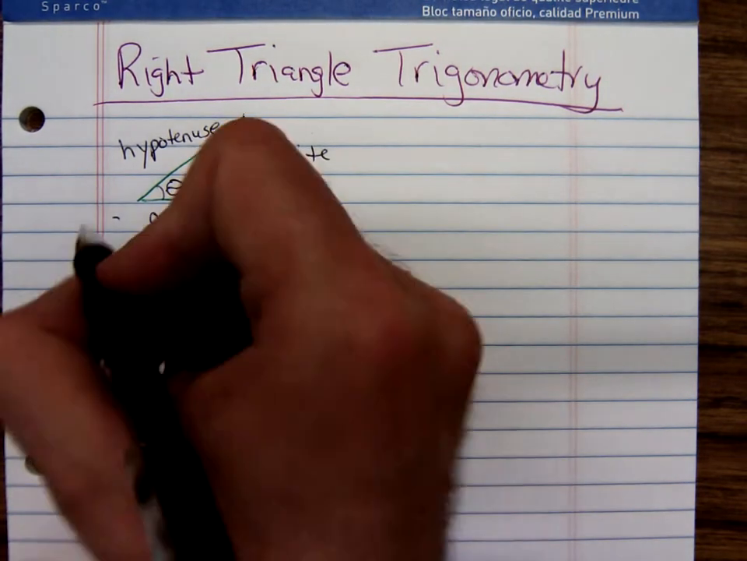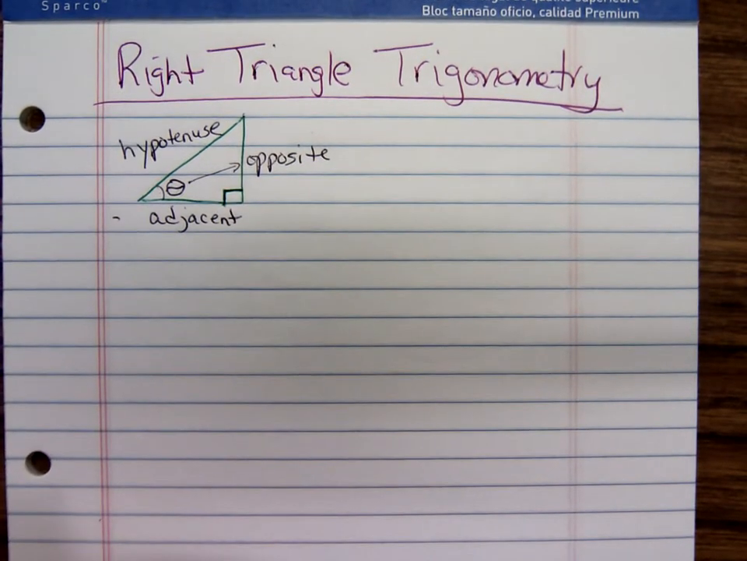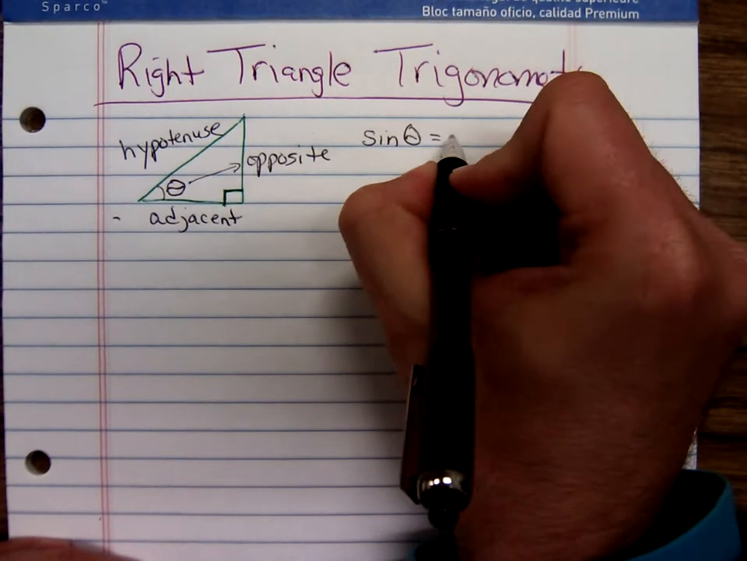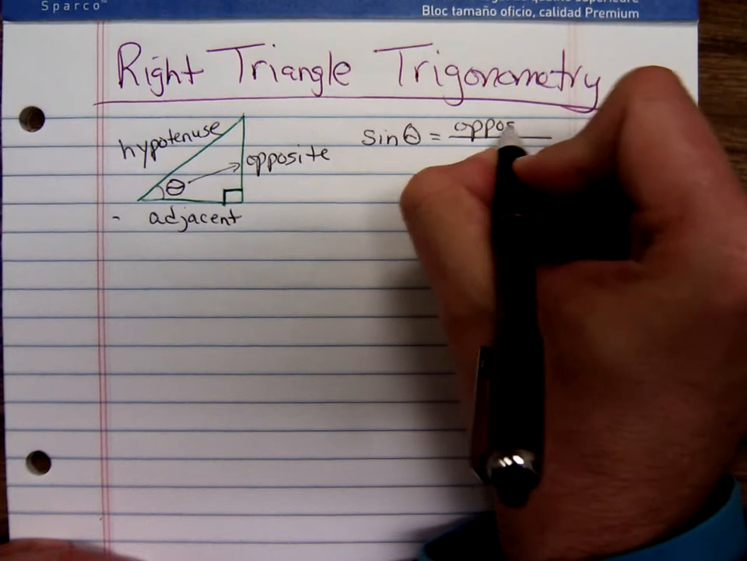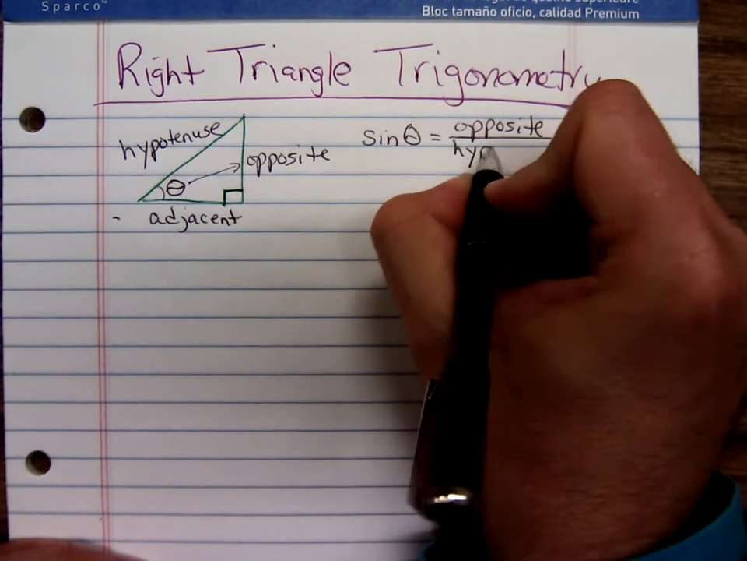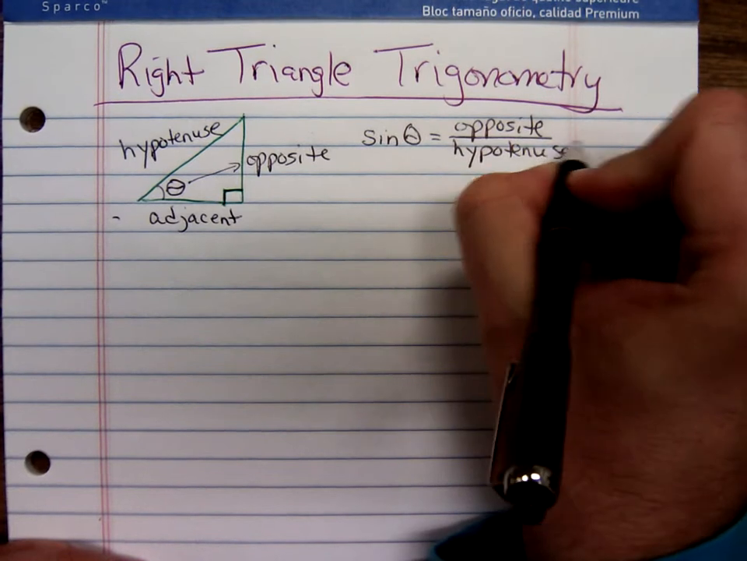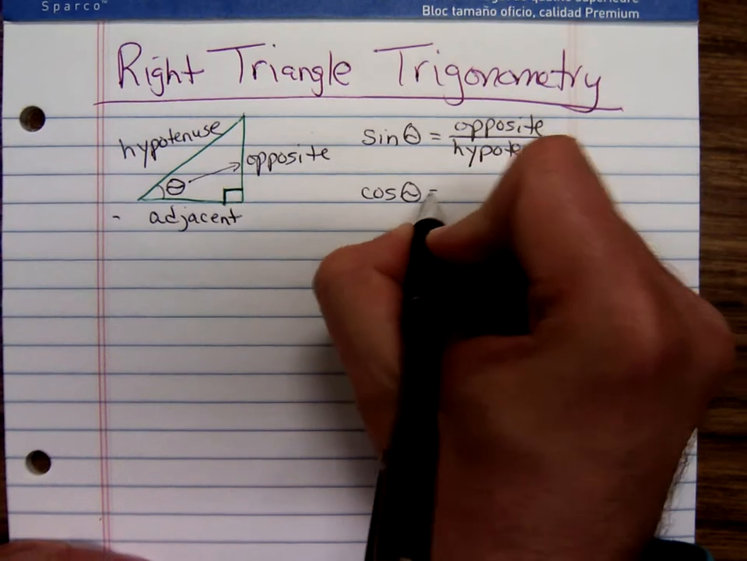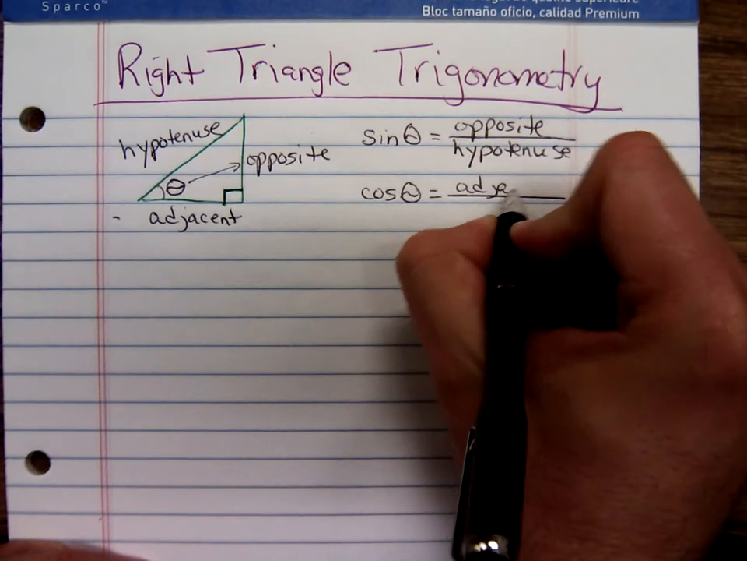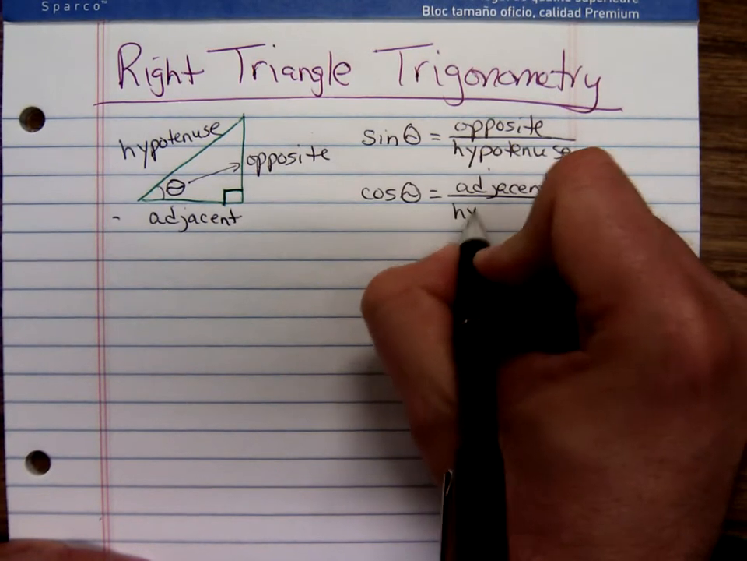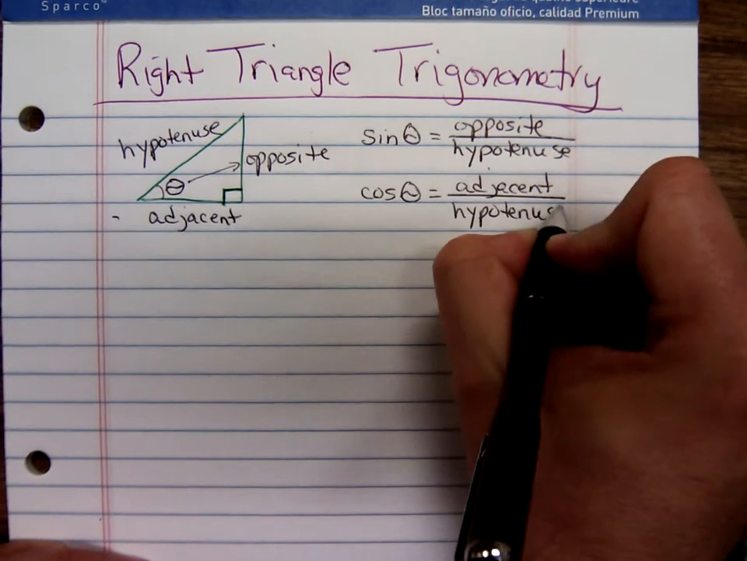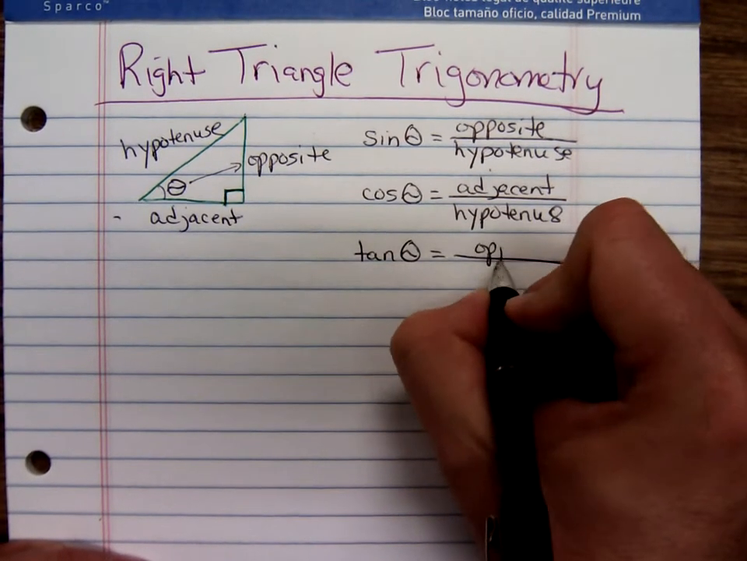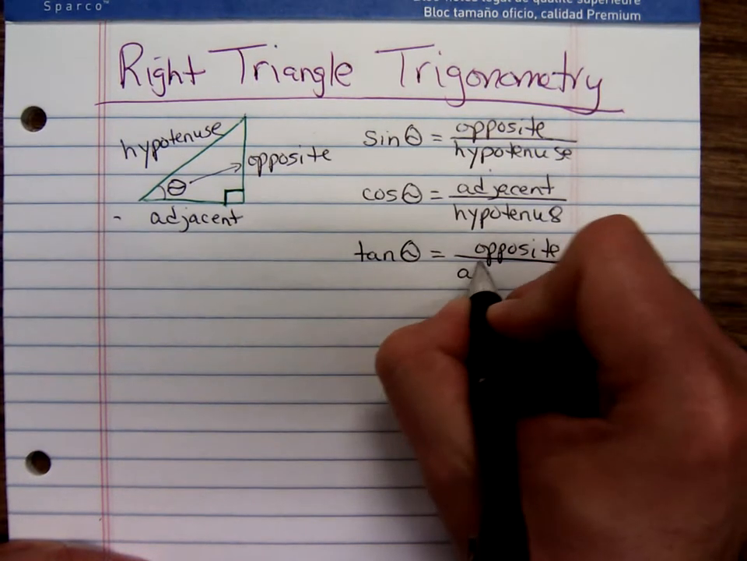So I'm going to define the 3 primary functions, sine, cosine, tangent. Sine theta is opposite over hypotenuse. Cosine theta is adjacent over hypotenuse. And tangent theta is opposite over adjacent.